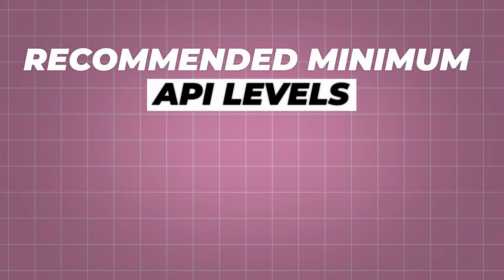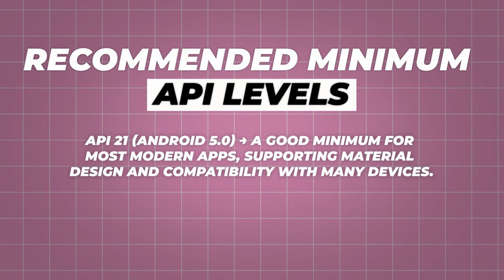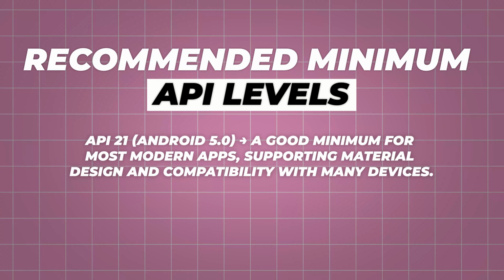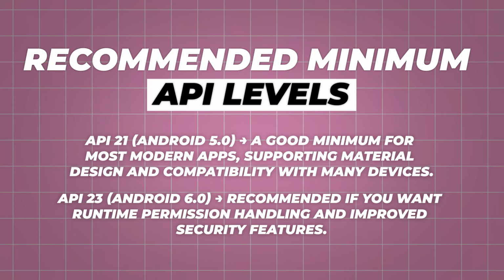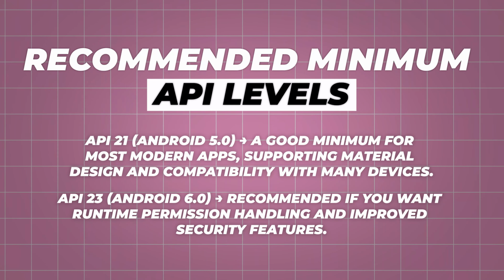Recommended minimum API levels. API 21, Android 5.0, a good minimum for most modern apps, supporting Material Design and compatibility with many devices. API 23, Android 6.0, recommended if you want runtime permission handling and improved security features.